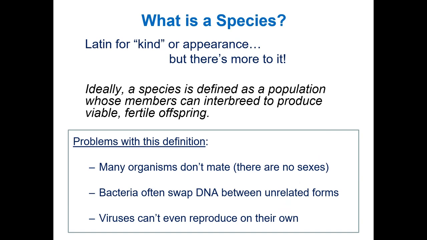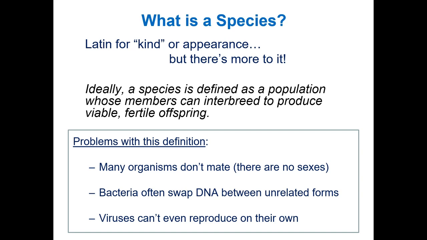The biological definition of a species is the largest population of organisms whose members can interbreed and produce viable fertile offspring. So for instance, all humans belong to the same species because you can take any two fertile humans and they could potentially produce offspring. Humans and chimpanzees are different species because you can't take a human and a chimpanzee, mate them, and produce offspring. Doesn't work because we are separate species.